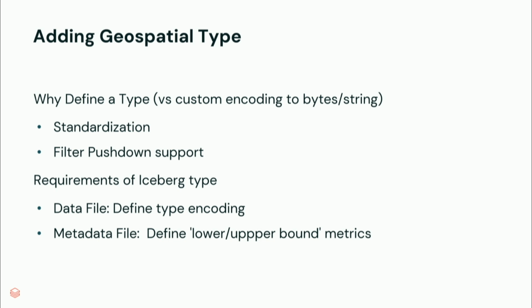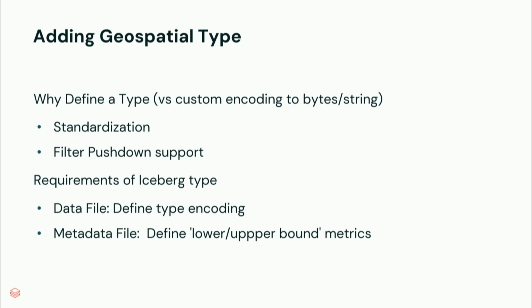As a data source, one of Iceberg's main optimizations is filter pushdown. The query engine like Spark or Trino pushes down the filter, and the data source like Iceberg filters out the data that doesn't belong in the query. So if we understand the geo, we can actually do filter pushdown for geodata. Otherwise, we cannot. We don't know. It's a black box to us. So that's why we define a type.